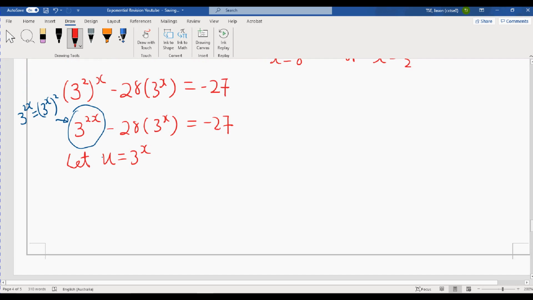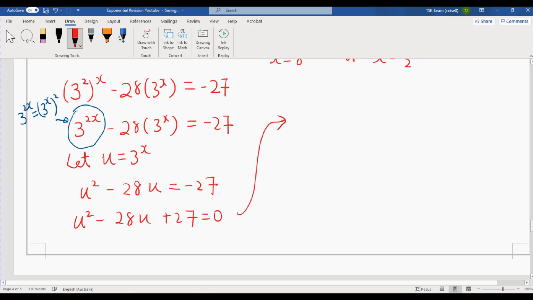So after this, I'm going to have u squared. Because 3 to the power x is u, then (3 to the power x) squared becomes u squared, minus 28u equals minus 27. So it looks like a quadratic. To solve a quadratic equation, you always need to move the terms to one side. Now you have u squared minus 28u plus 27 equals 0.